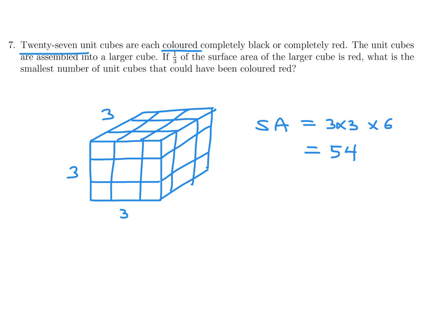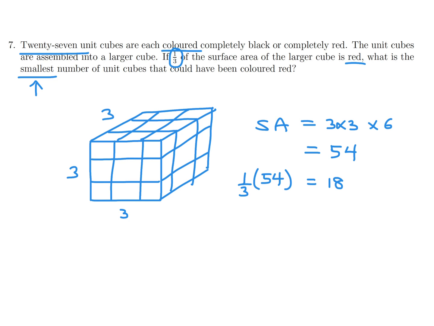Now they're saying that 1/3 of the surface area is colored red. So 1/3 of 54, which I believe is 18. They want 18 units to be colored red. And they want the smallest. Okay, so this is the key word here. Smallest number of cubes that could be colored red. Because I'm sure there's several ways of doing this.